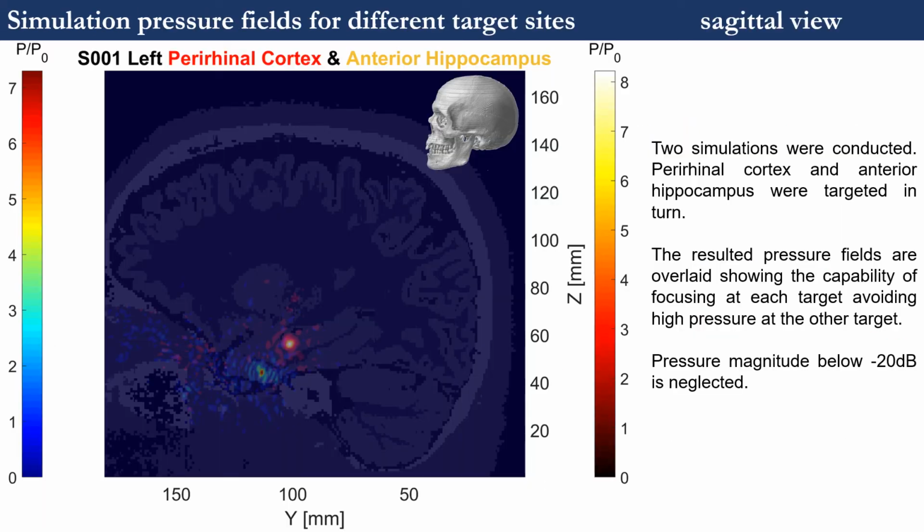The simulations are performed, and as an example, in one volunteer, the left perirhinal cortex and anterior hippocampus are stimulated in 2 separate simulations. The resulting pressure distributions are overlaid in this figure. This figure shows that each target can be stimulated with high pressure separately at a time without introducing high pressure at the other target on the same side.